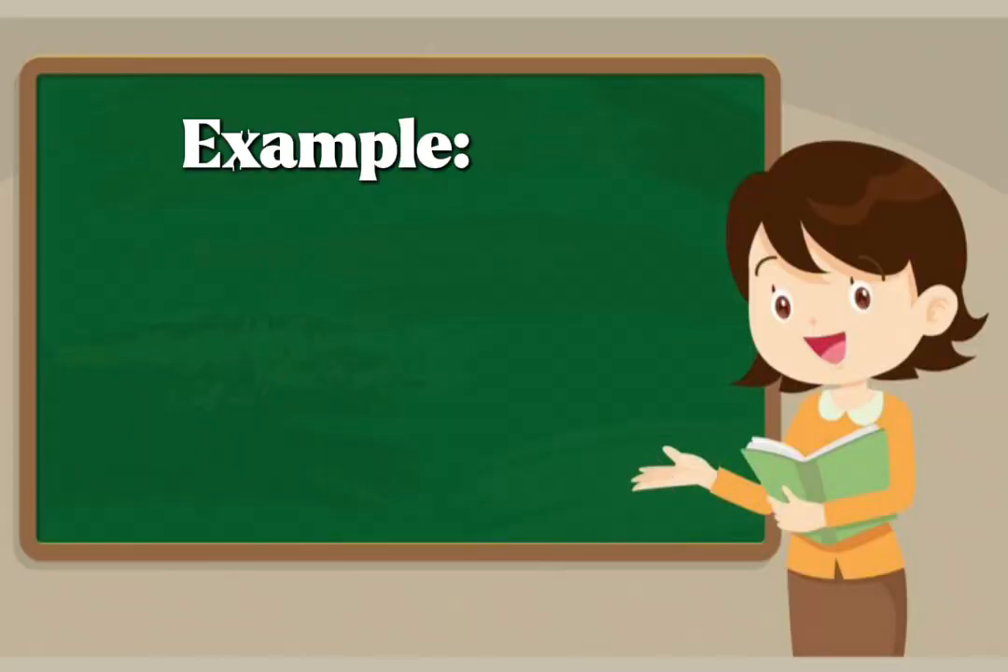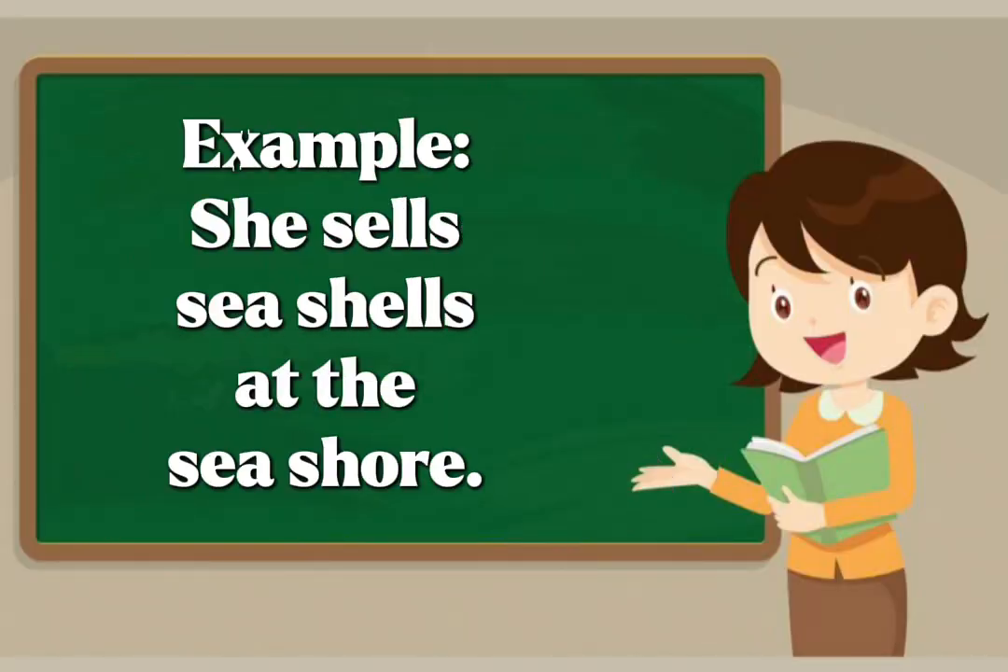Example: she sells seashells at the seashore. Many words start with letter S, which are the she, sells, seashells, sea, and shore. So this repetition makes the sentence catchy and rhythmic. So for our next example, let's analyze it.